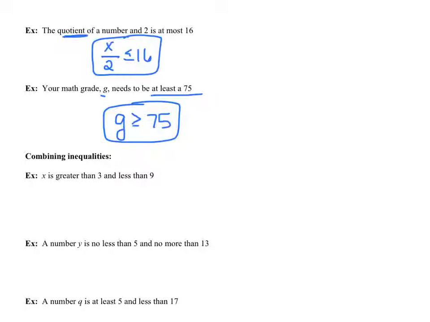Your math grade, which we're calling G, needs to be at least a 75. So if you think about, like, if your mom said that to you and said you need to get at least a 75 or you can't go out this weekend, that would mean that you need a 75 or more. So G is greater than or equal to 75.